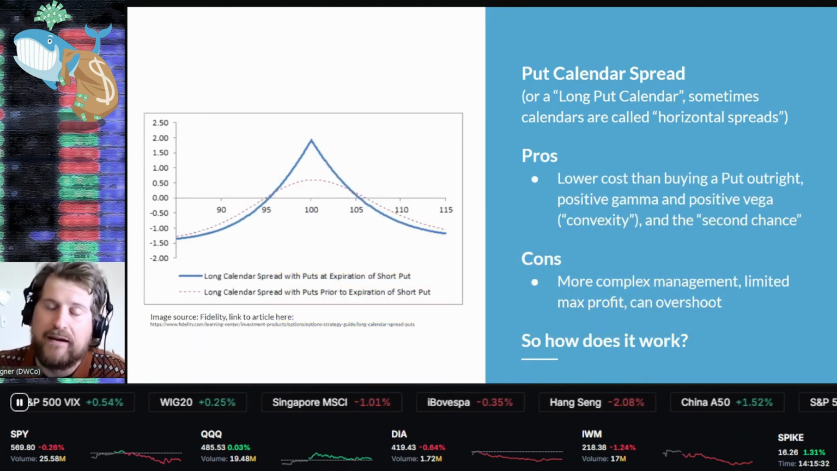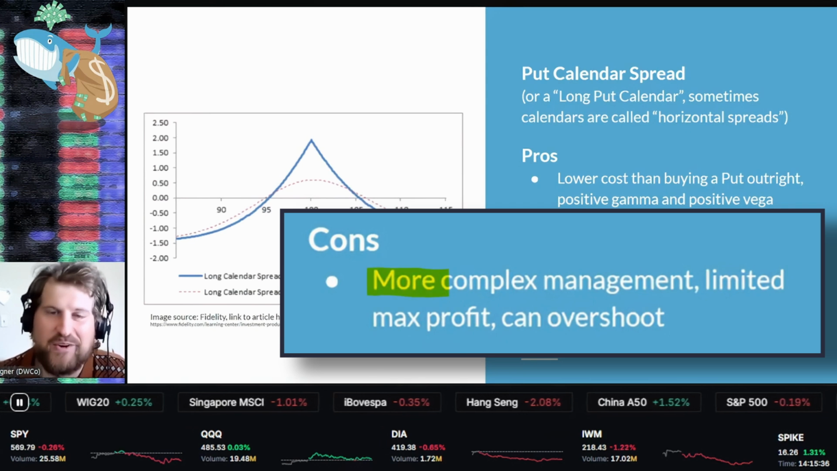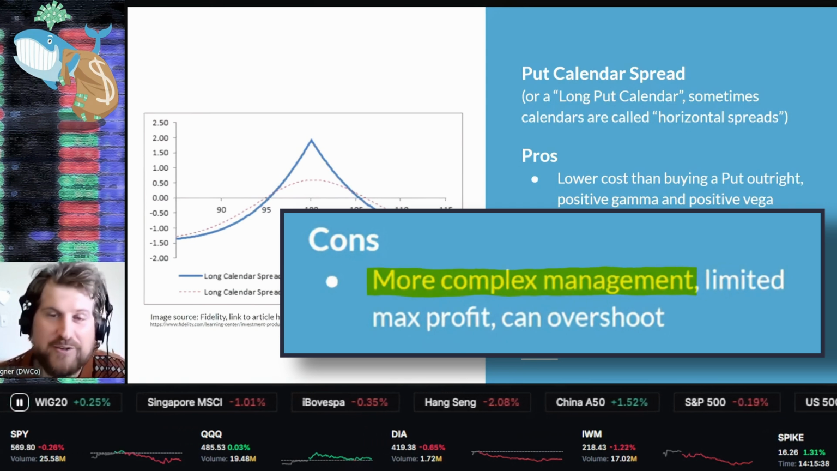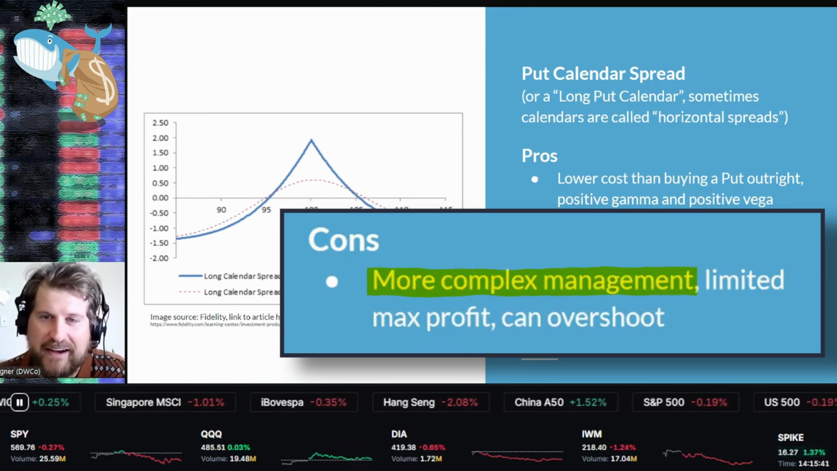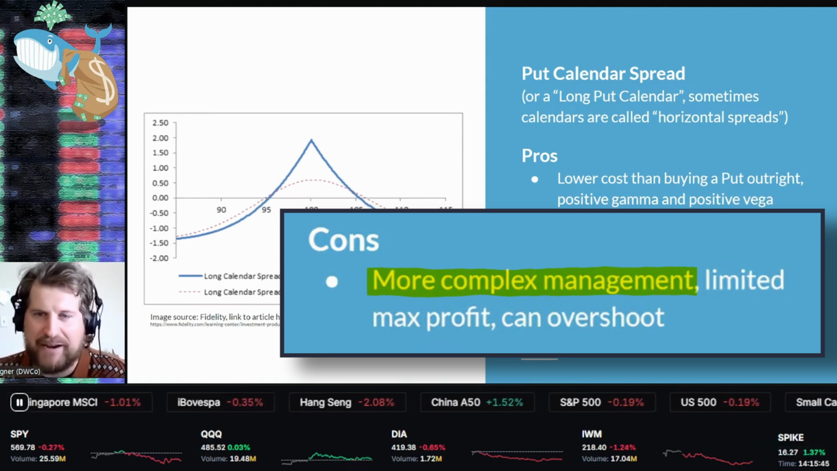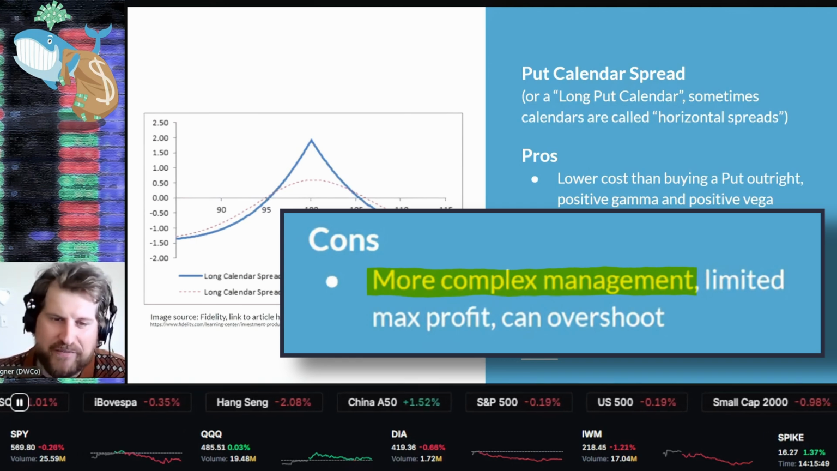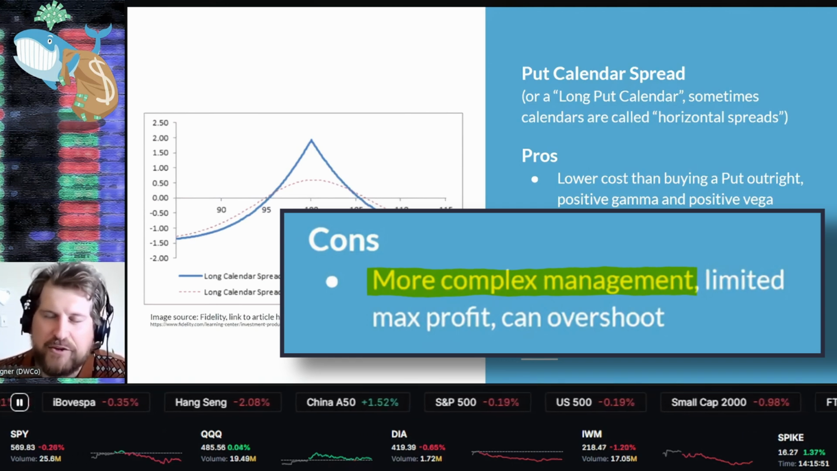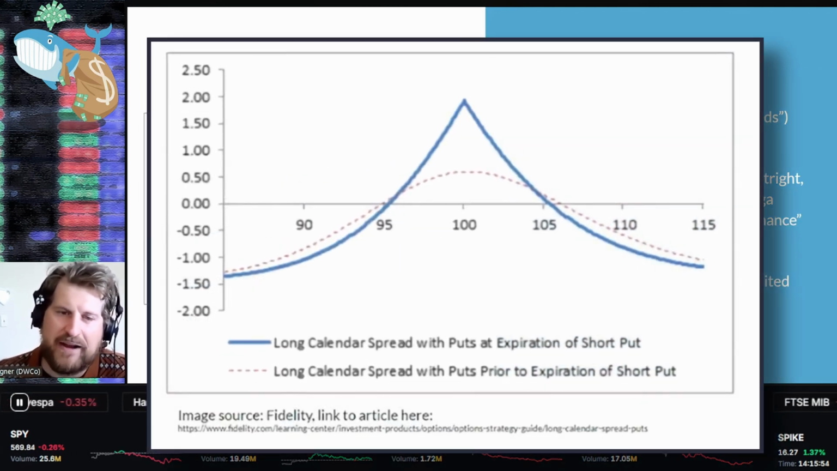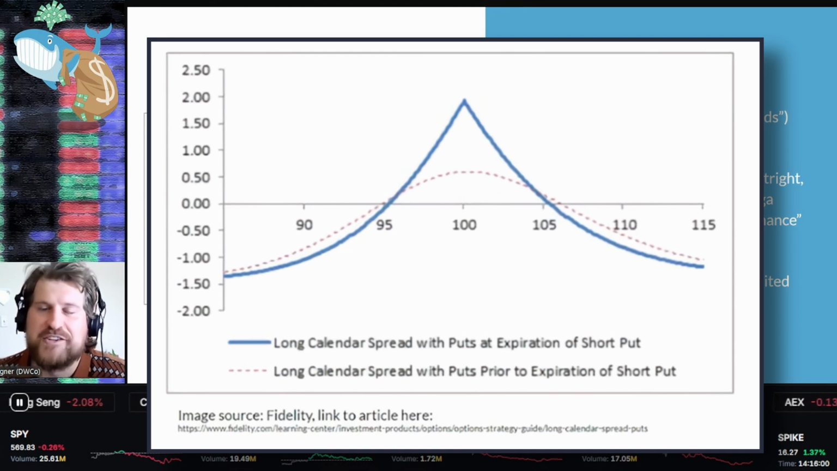Now, for cons, a calendar spread is naturally going to be more complex to manage, certainly more complex than a vertical debit spread, which you'll recall I called a kind of model-free bet on price reaching a certain level by a certain time. You'll see when we get to the PnL graph on the put calendar spread that there are some decisions that probably need to be made.